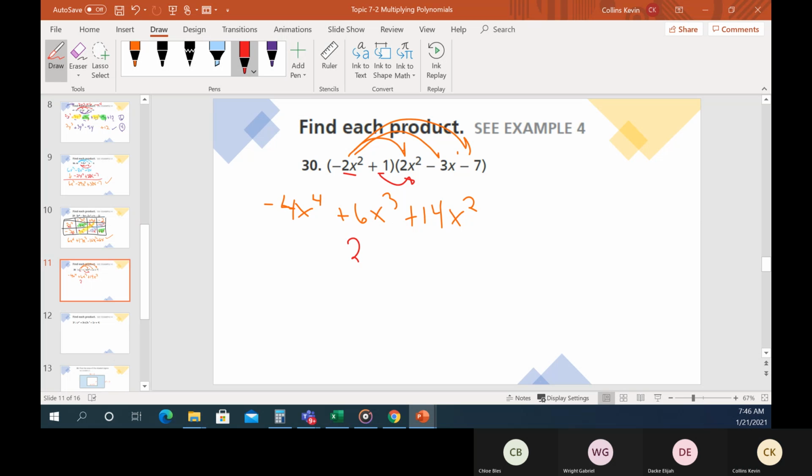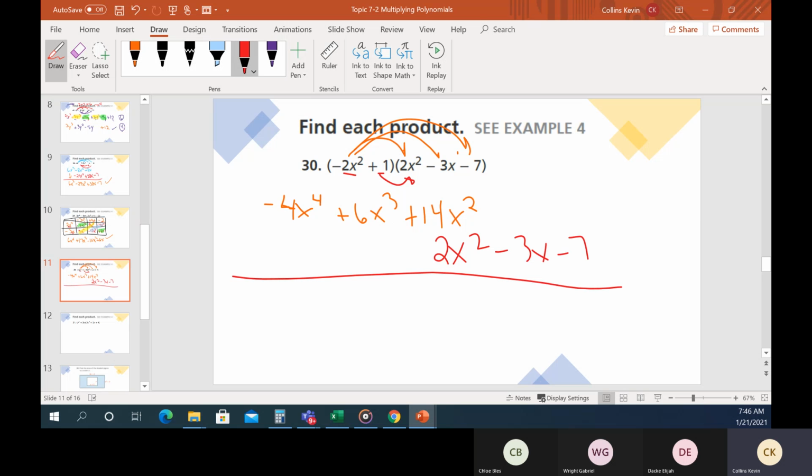Oh, no. That doesn't work for this one, does it? Because this is not an x. This is just a 1. So the offset isn't really good for this one, but we can still use it. We just have to line everybody up. So we got 1 times 2. That's going to be 2x. Hold on. Get this thing to the right. So 2x squared, right? Then minus 3x and minus 7.